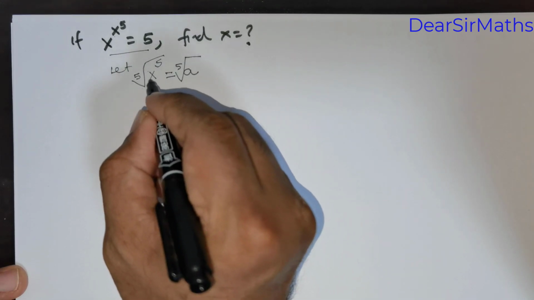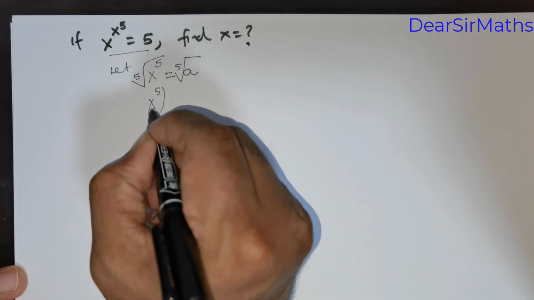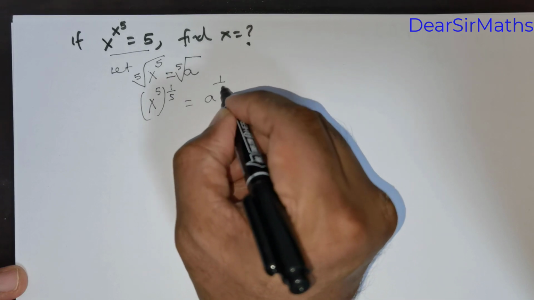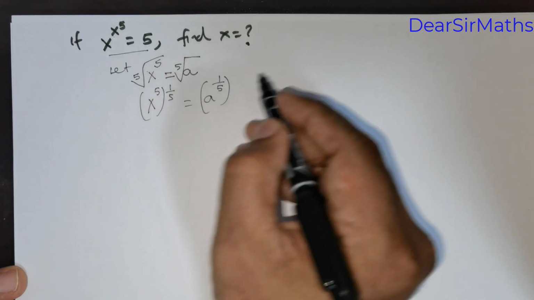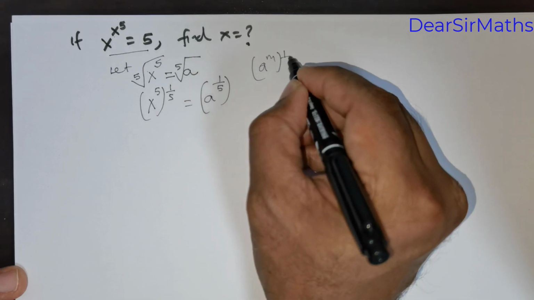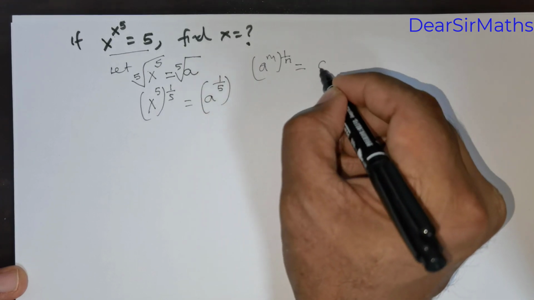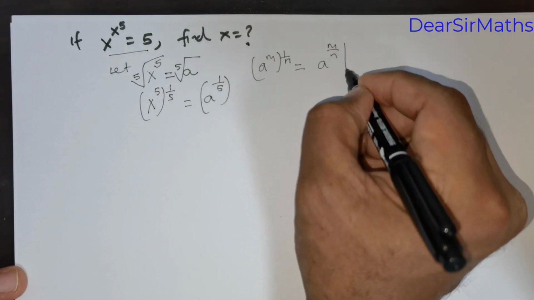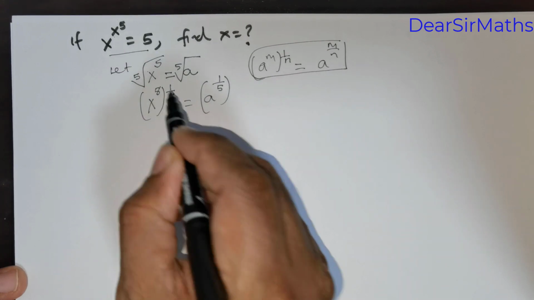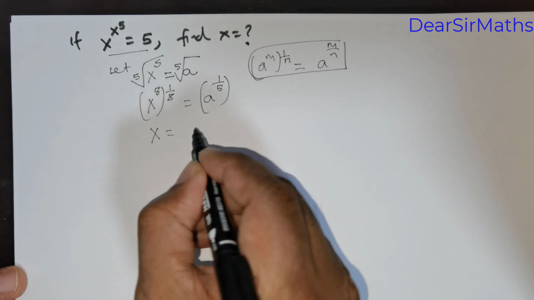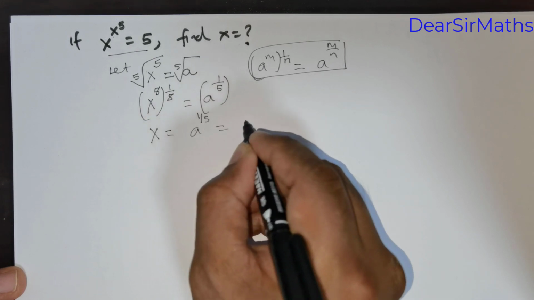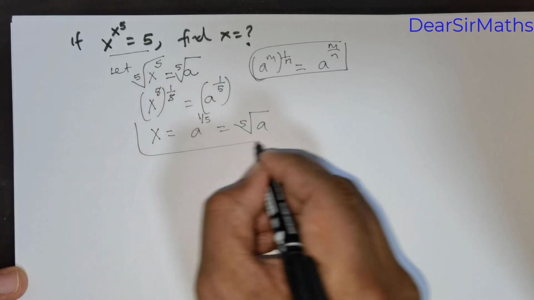Now if I were to do that, this is going to be x raised to the power of 5 raised to the power of 1 over 5, and this is equal to a raised to the power of 1 over 5. Now clearly, as I mentioned to you, if you have a quantity like a raised to the power of m, the entire quantity raised to the power of 1 over n, then this is going to be a raised to the power of m over n. So by that fact, this 5 and this 5 can be cancelled, giving me x is equal to a raised to the power of 1 over 5, or the fifth root of a.